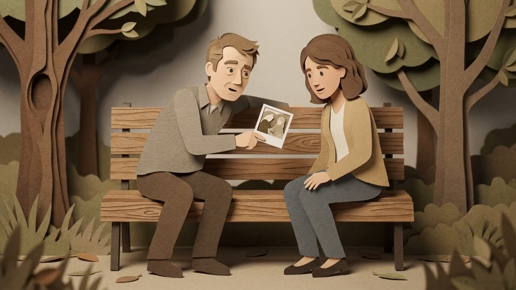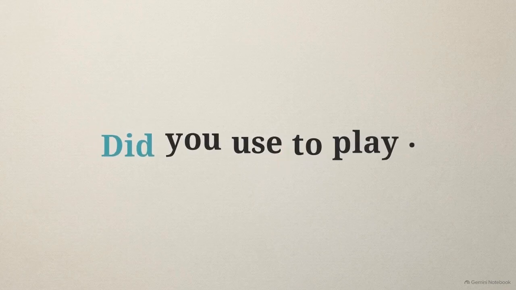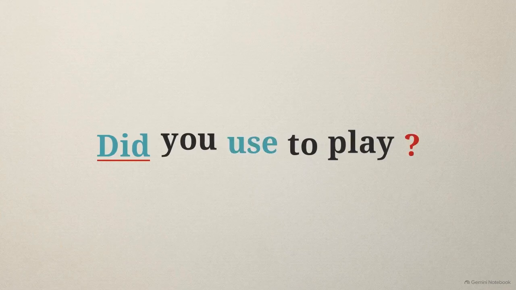Now that you can talk about your own life, you need a way to ask your friends about their childhoods. To ask a question, we move the word "did" to the very beginning of the sentence. And because "did" is already telling us we're talking about the past, we keep "use" simple, exactly like we did before, with no D at the end.